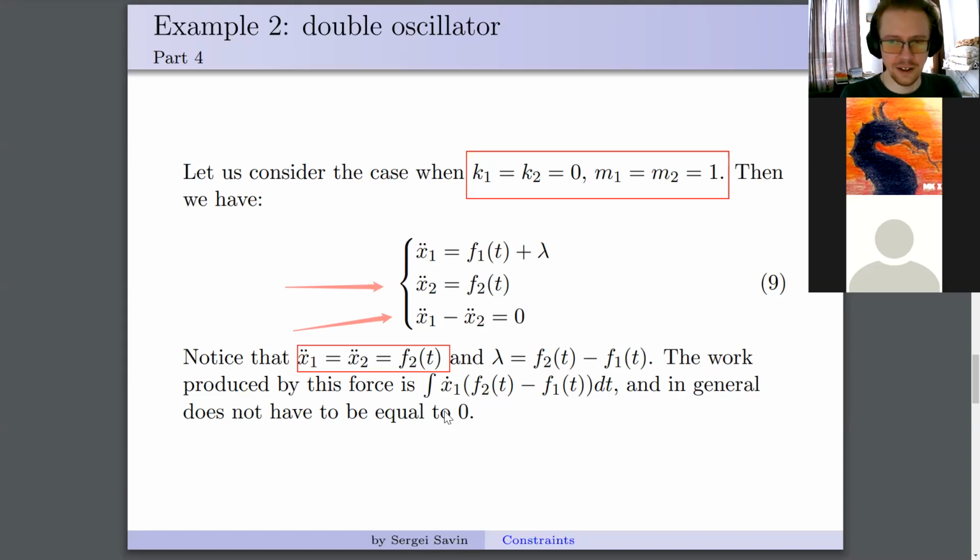Now, in order for this to be true, lambda has to be equal to this expression. I know this by looking at this equation. I know what x1 is. x1 double dot is equal to f2. So for this equation to hold, I need lambda to be what I wrote it to be. Makes sense? Just algebra, right?